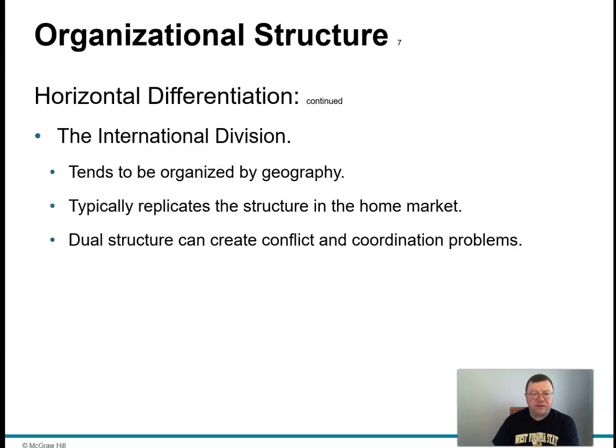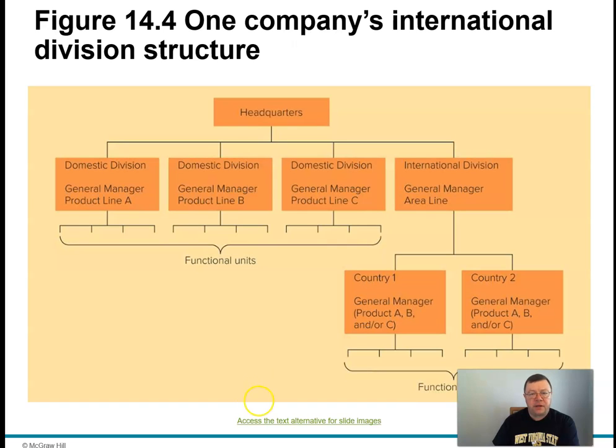So here we have an example. Here we've got headquarters. We've got product line A, product line B, C, etc. So this could be product line D or whatever. You got country 1 and country 2. It can cause problems. It can cause confusion. You got general manager A, B, and C. This is sometimes called a matrix structure.